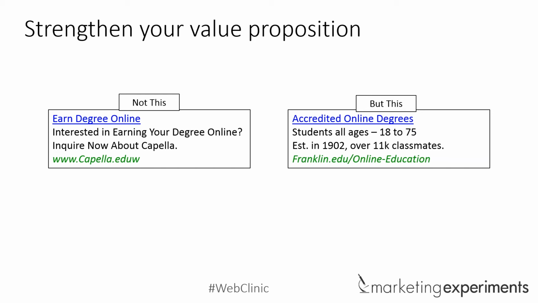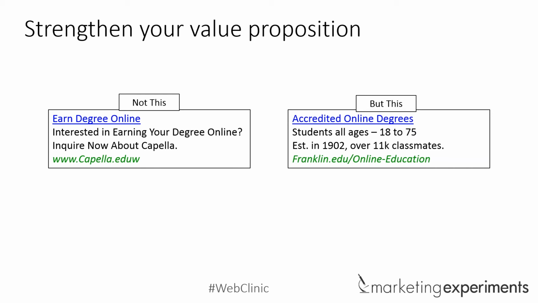Once again, here's another one. This is about online degrees. So how would we talk about online degrees? What pieces of value are important? You've got to think about the audience and what their motivation is, and then you can drive home to that with the value proposition. So let's look at the first one, the not this one.